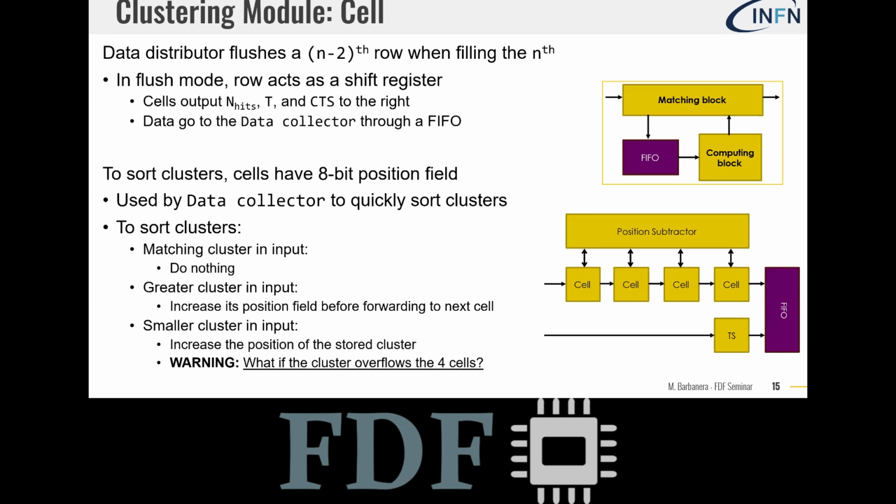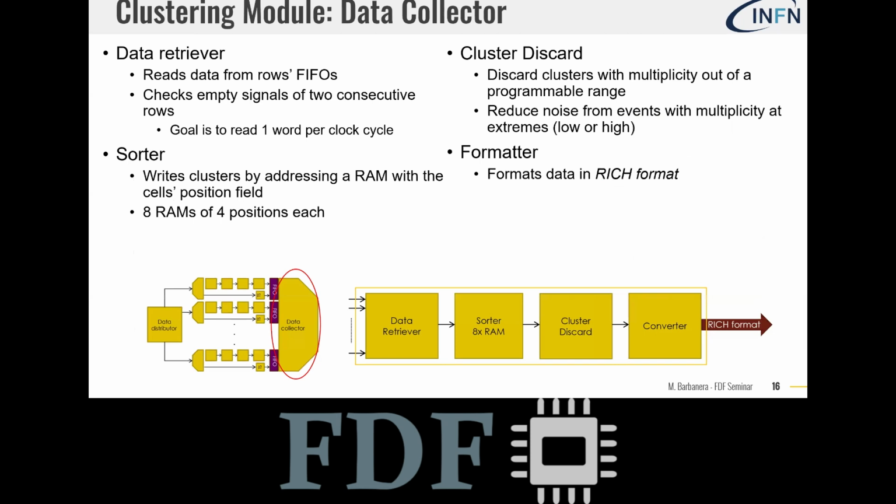When the row is flushed, the cells write the data into the FIFO, and these data are then collected by the data collector, which is made of 4 steps actually. The first one is the data retriever, which reads the FIFOs and writes them in a sorter, which exploits this position field that I just described. With this position field, it addresses one of the four positions of a RAM, and then the cluster discard can just read out the RAM in order with sorted primitives.